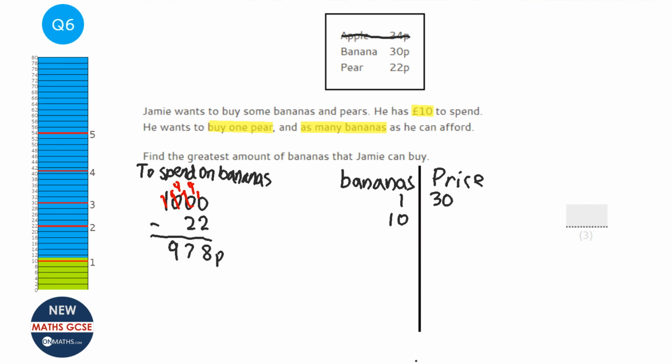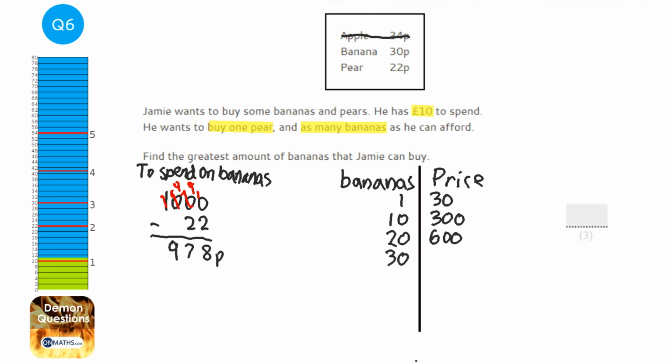Well, that's going to be 10 times as many, 10 times as much. So that's going to be 300 pence. Well, we're not even close to 978, so we've got loads of way to go. So I'm going to work out 20. Now 20 is going to be double 10, so that's going to be 600 pence. Not really that close still. So I'm going to pick 30, which is 3 times as big as the 10, which is going to be 900. So 900 pence is quite close.